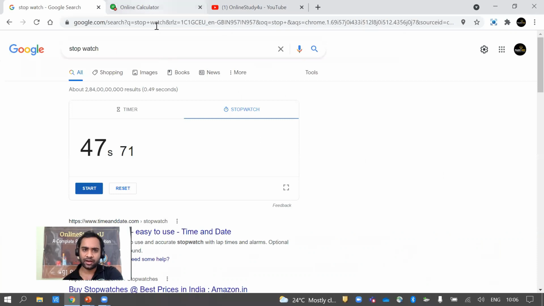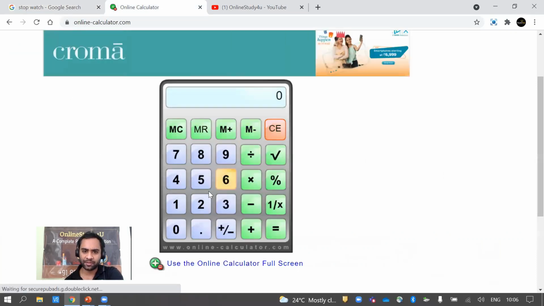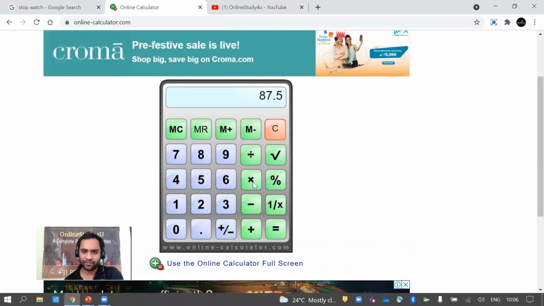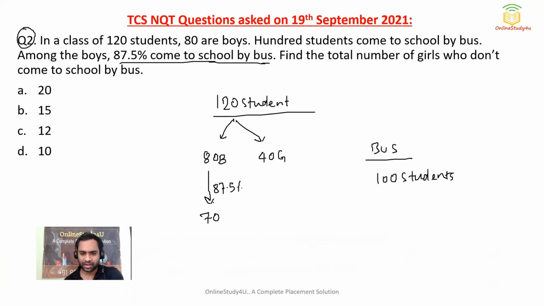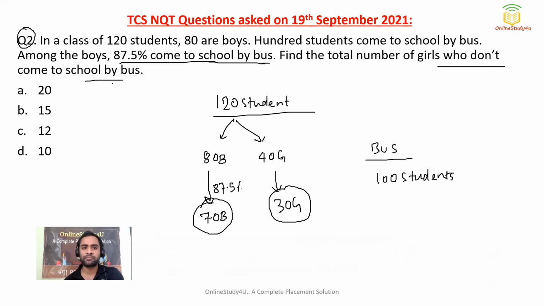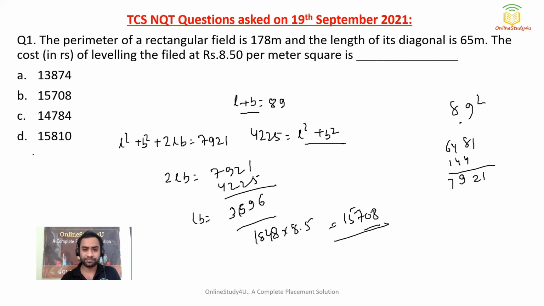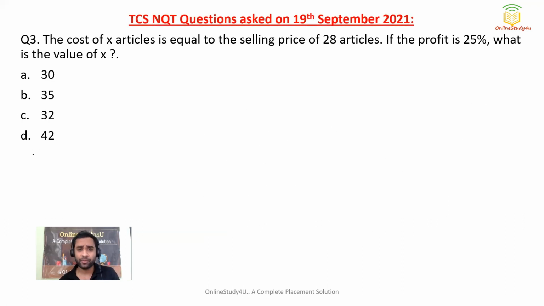So let us calculate 87.5% of 80, which I have calculated, that means 70. So 70 boys are going to school by bus. Total 100 are going, that means definitely the remaining 30 girls will be going by bus. They're asking, find the total number of girls who do not come to school by bus. So total 40 girls are there. Out of that, 30 girls are going by bus, so 10 girls will not be going by bus. So option D will be the correct answer for question number 2. I hope the explanation is clear and the timer-based question is also clear.